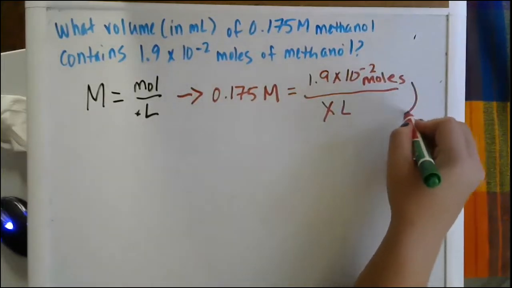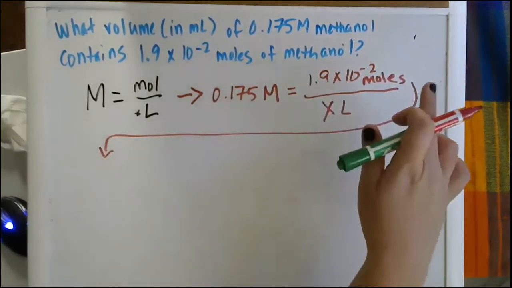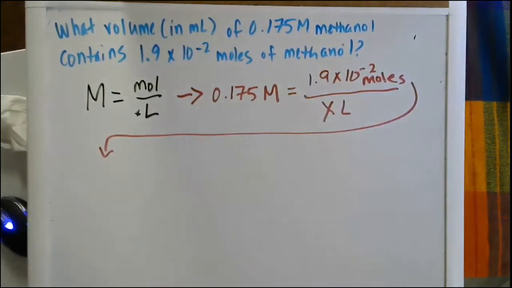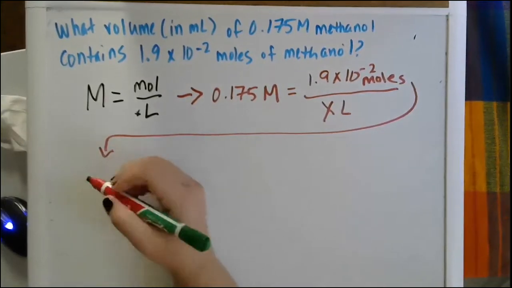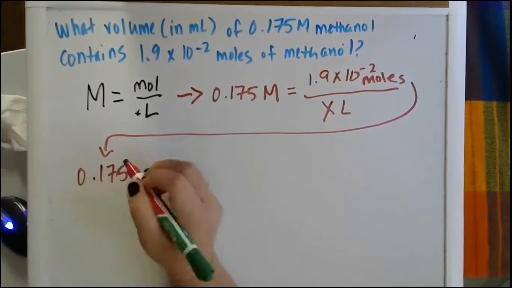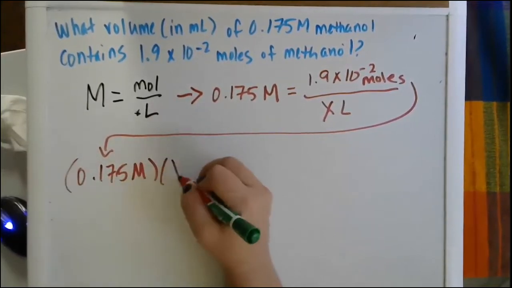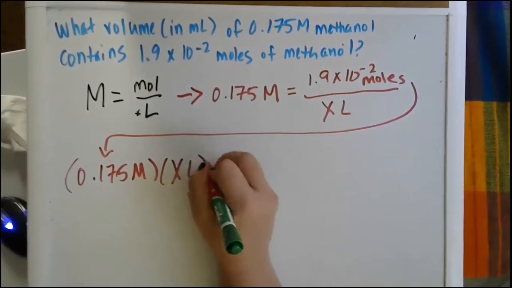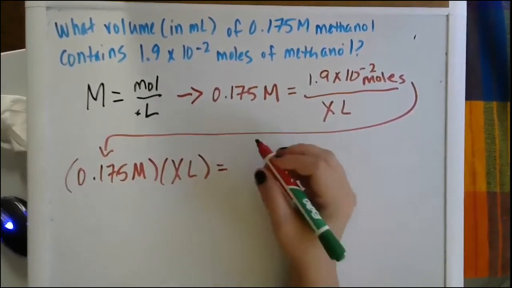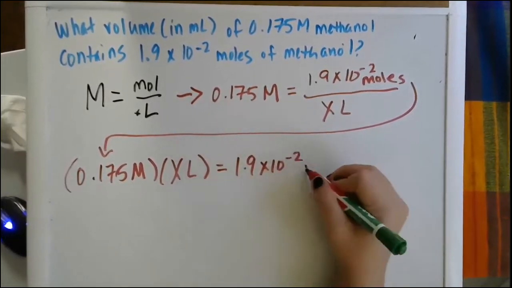So when we multiply both sides by the x liters, obviously it goes away on the right side and it transfers to the left side. So we end up with 0.175 molar solution times x liters equals 1.9 times 10 to the negative 2 moles.